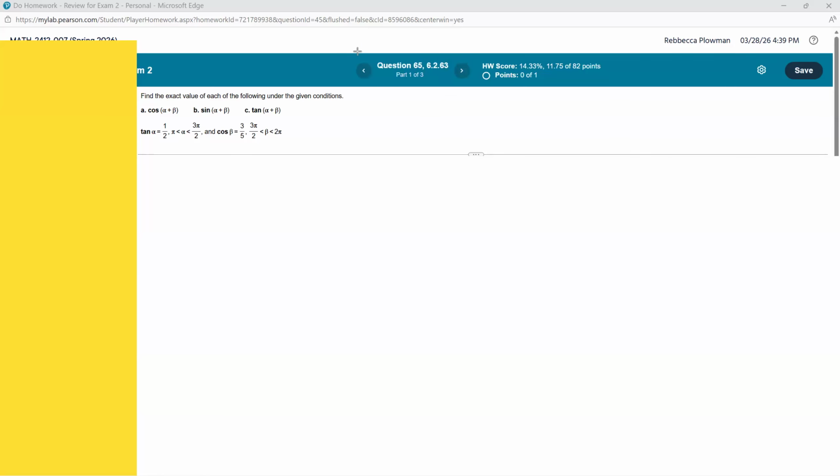so I lost my writing tool there for a second. There we go. We are told that tangent of alpha is going to be 1 over 2, and that alpha is between pi and 3 pi over 2. So we have to decide what quadrant that is, and that is quadrant 3. So let me get this one constructed.